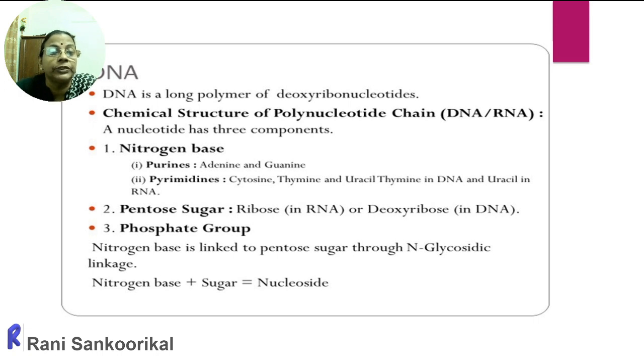Then the second component is pentose sugar. It is ribose in RNA and deoxyribose in DNA. That means at the second position one oxygen is missing, so that forms the deoxyribose. Then the third component is the phosphate group.